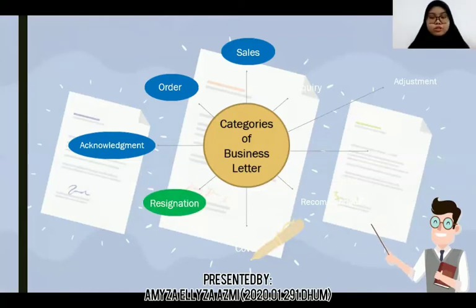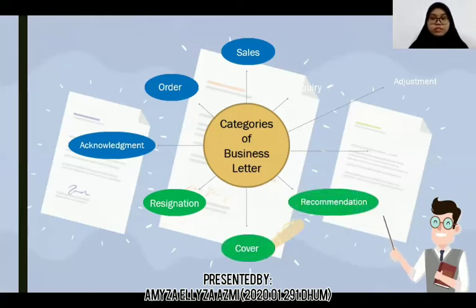Next, I will continue with cover letters. A cover letter is a document attached to your job application that shows why you are the best candidate. In addition, it can introduce your resume in a more personal way and deliver your skills and achievements. Next, the letter of resignation.